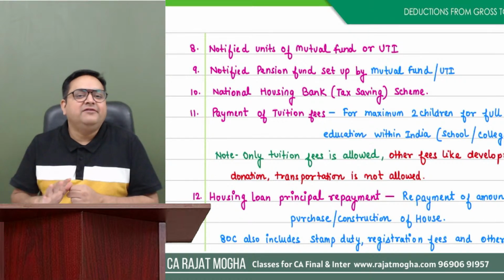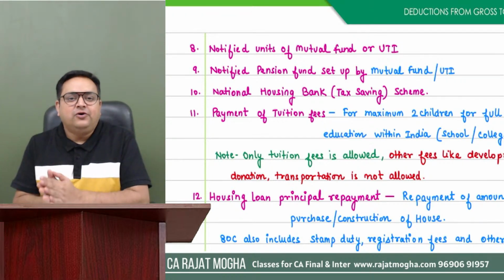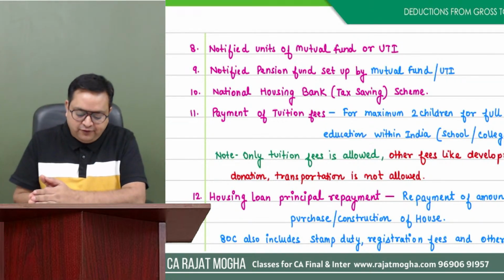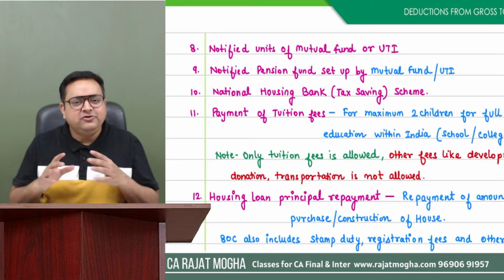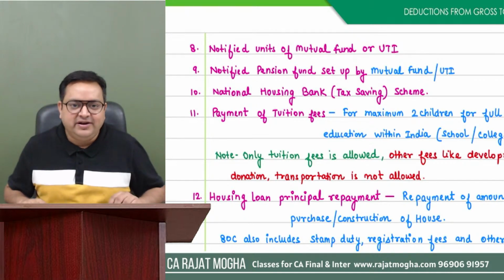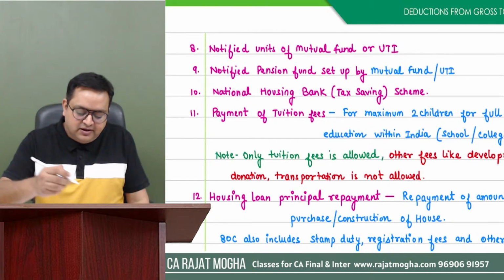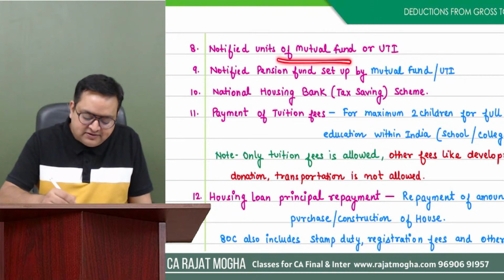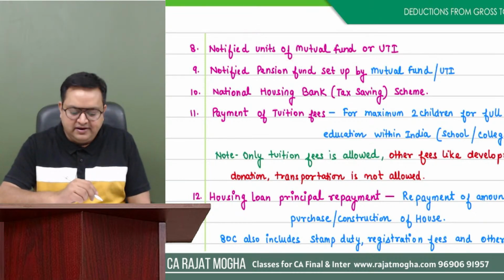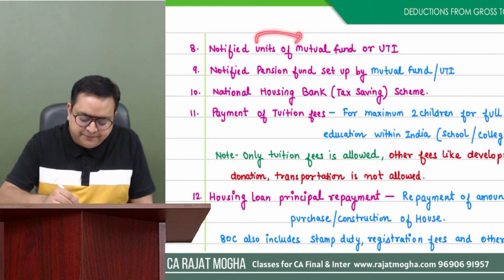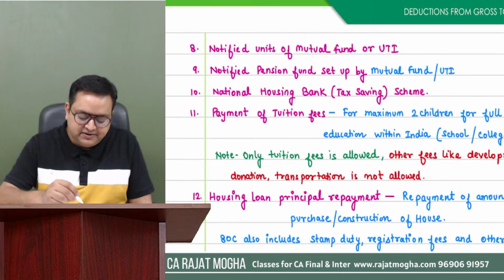This 80C is available only for long-term investment. If you are making any short-term investment, then 80C is not available. So if you have purchased notified units of mutual funds, you can put the amount over here. Then you can claim deduction under 80C.